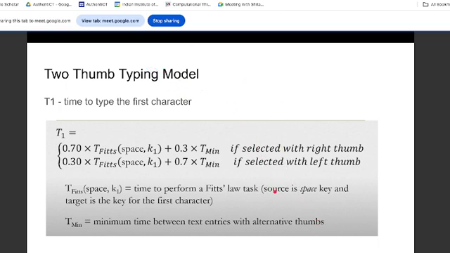So when you are typing an entry where you ended something with the right hand side and you now have to switch to the next hand, this switching action is represented by this T min.